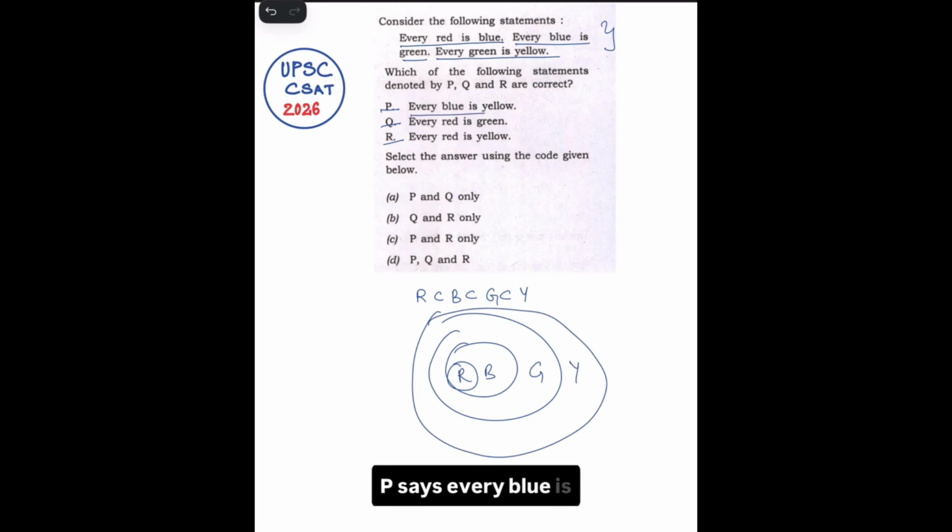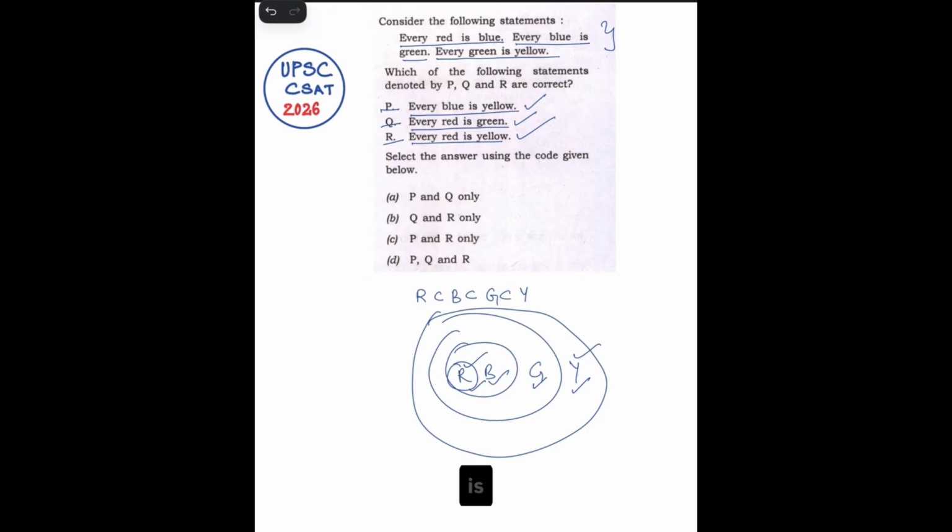P says every blue is yellow. So blue lies inside the yellow circle. Hence this statement is correct. Let's read the next statement. Every red is green. So red lies inside the green circle. Hence this statement is also correct. Now let's read the last statement. Every red is yellow. So red lies inside the yellow circle. Hence this statement is also correct. So all the three statements P, Q and R are correct. Hence the correct option is option D.